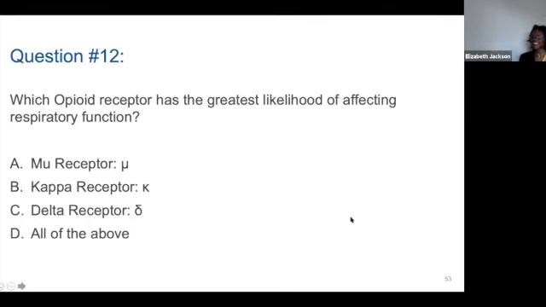We can go on to the next slide. The answer is the mu receptor. And going on to the next slide, please.